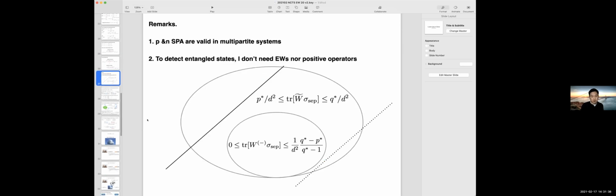So in the picture, before we had a known witness that corresponds to this line, so we can detect entangled states above the line. Now I have derived another line which is non-trivial, and we can also detect entangled states here. So now the entanglement witness is twice as useful as we thought before. And this is the take-home message.